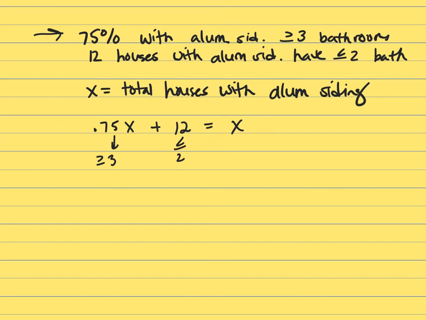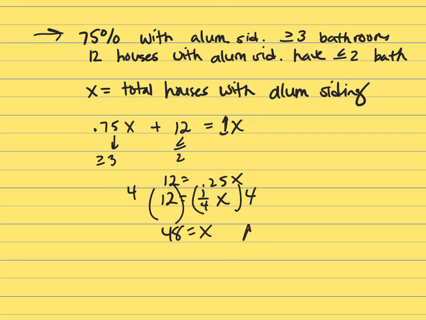siding. If I solve this, that will give me 12 equals, I'm subtracting 0.75x from both sides, and that's 0.25x. And of course, I like fractions. 1/4 x, so I multiply both sides by 4, and that gives me 48. So I've got 48 houses with aluminum siding. I've got a total of 100 houses, so my answer is 52.